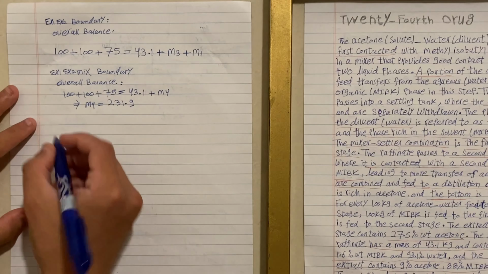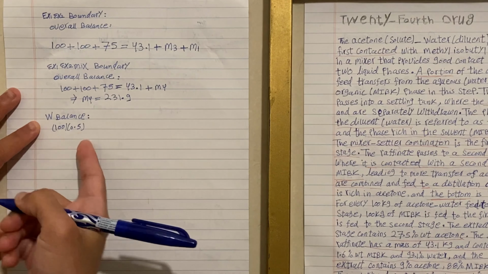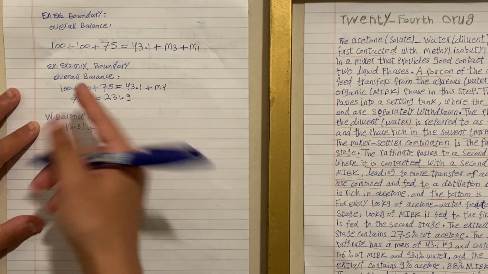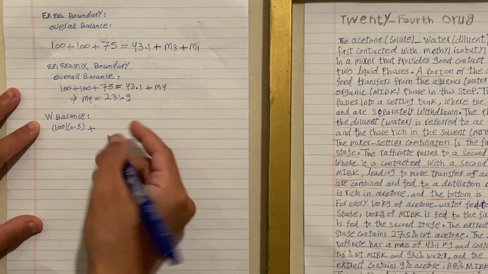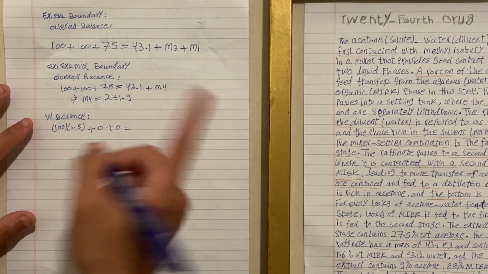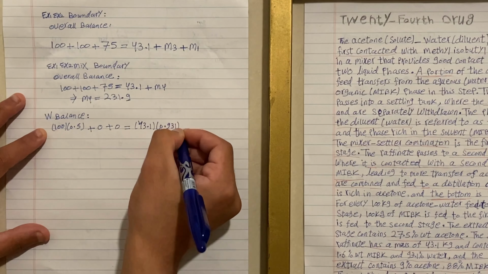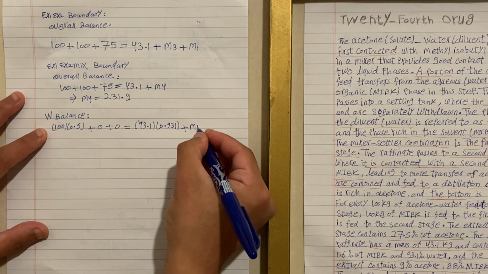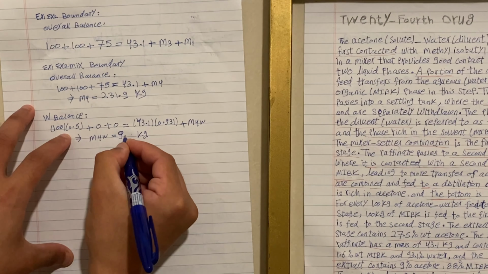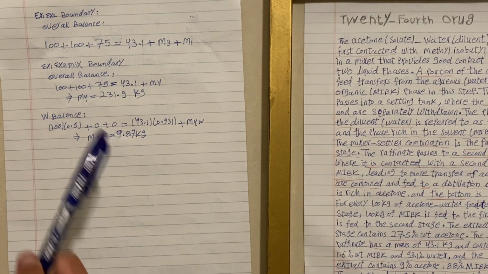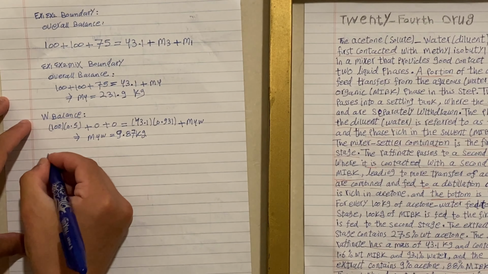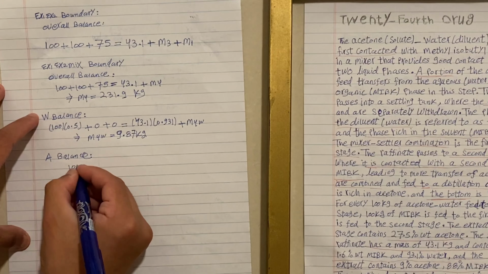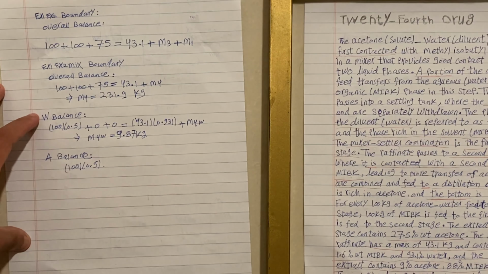If you do water balance, 100 times 0.5, which is the composition of the water in the feed, you see this 100 and this 75, they will be 0. It will be 100 times 0, which will be 0, 75 times 0, which will be 0, which will equal to 43.1 times its composition, 0.931, plus M4 times the composition of water, or we can write it as M4 of W, because it's the same. 9.87 kilogram. We want to get rid of this 175, so we would do acetone balance, A balance, and I hope you all get A plus.